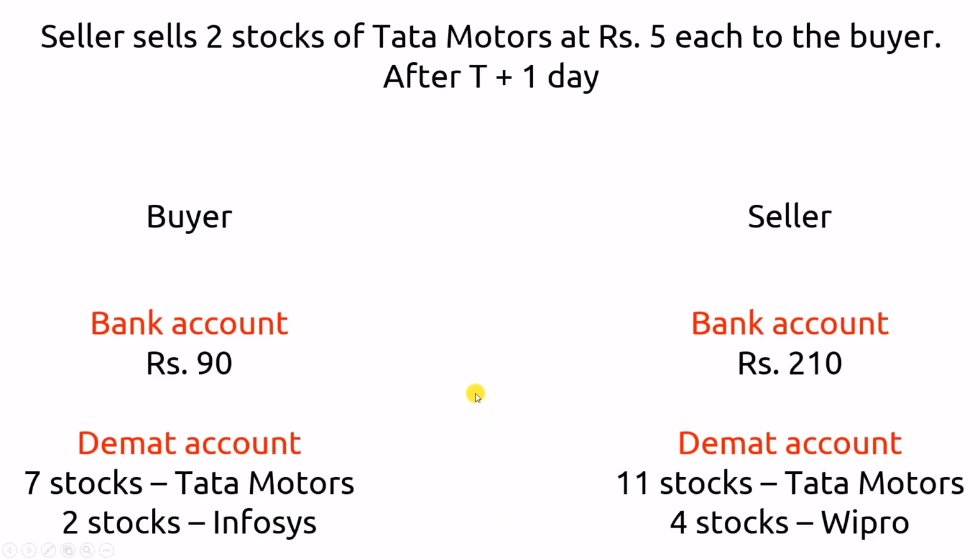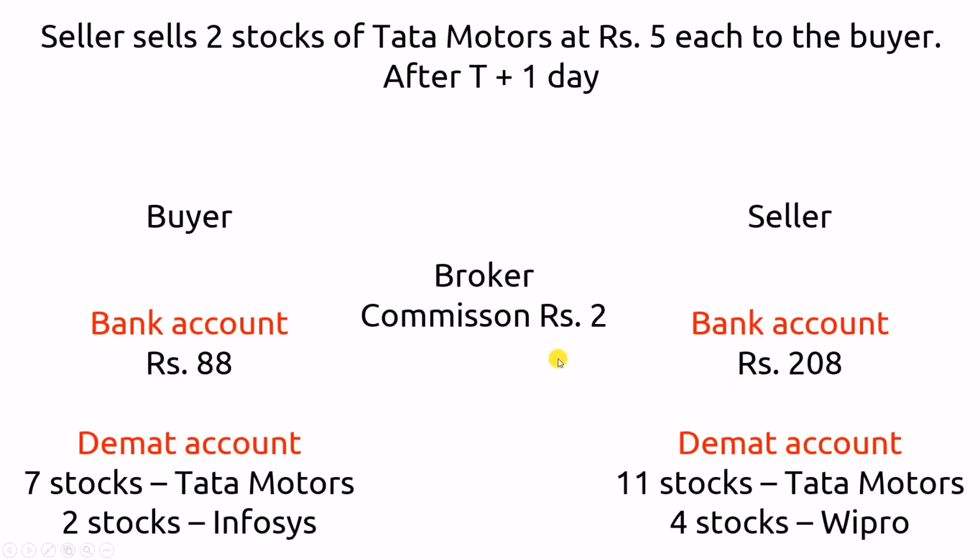Now, when we say the bank account of the buyer reflects 90, it is not actually 90. When I say the seller's bank account reflects rupees 210, it is not actually 210. It will be less than that because we need to pay commission to the broker. Let us say the commission that the broker takes for a transaction is 2 rupees. So for the same transaction, the buyer has to pay 2 rupees and the seller has to pay 2 rupees.